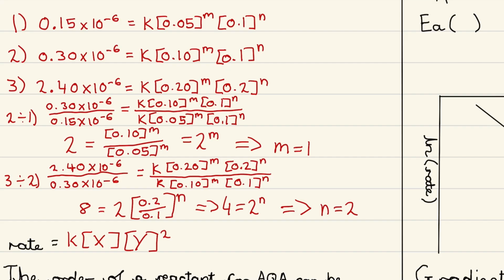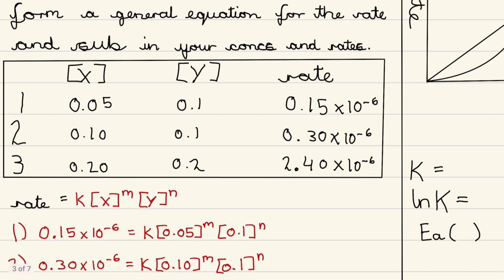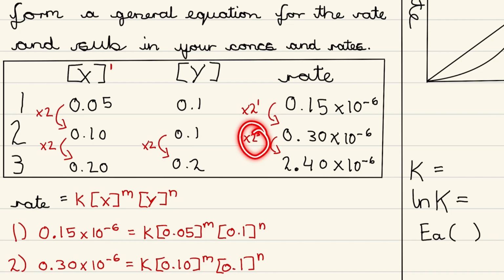Now alternatively I could have used the other method, so I can say that the increase from 1 to 2 for x is times 2, and the rate increases by times 2 as well, or times 2 to the power of 1, so the order of x is 1. Then from 2 to 3 the concentration of x changes by 2 and the concentration of y changes by 2 and the rate changes by 2 to the power of 3. Now this is why it's a little bit harder, because this rate would have been affected by the change in x as well and y.